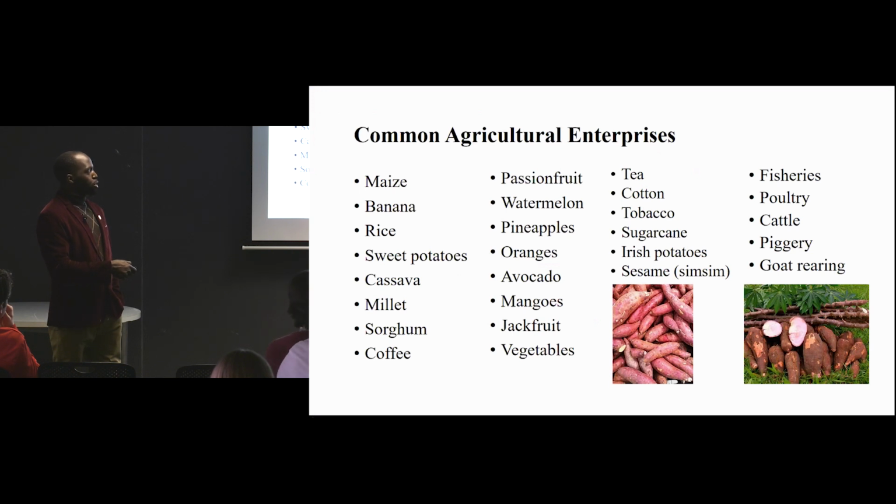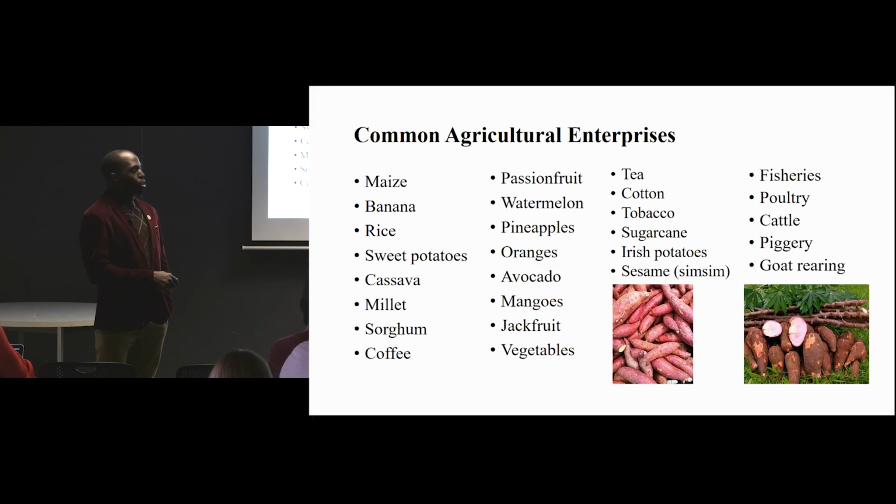And then we have passion fruit, watermelon, a lot of fruits, pineapples, oranges, avocado, mangoes, jackfruit, and lots of vegetables. And then we have tea, cotton, tobacco, sugarcane, Irish potatoes. I call this simsim in Uganda. People call it sesame. I don't know how to pronounce it very well. Sesame, whatever. But it is simsim. I think you understand that.